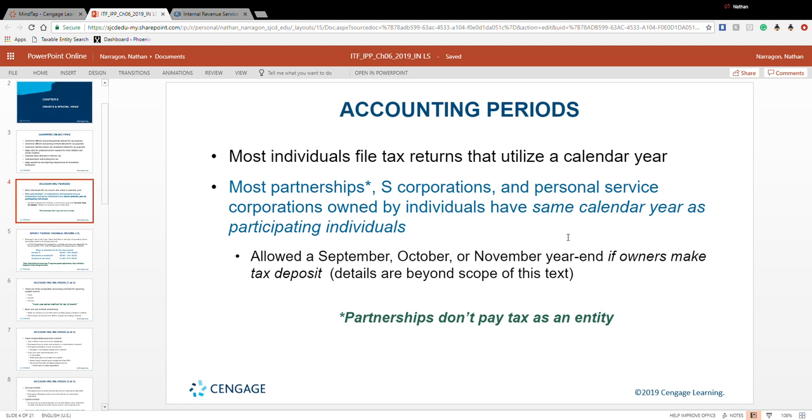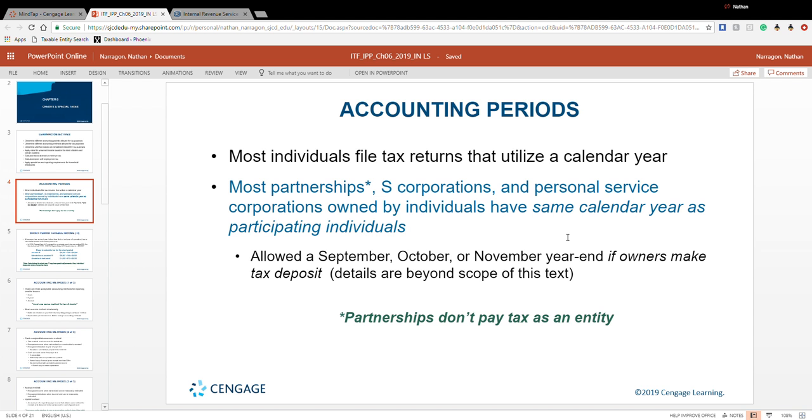Starting off, what are accounting periods? Mostly, accounting periods are the calendar year. For any individual that files taxes, it's usually a calendar year, January to December. But every now and then we may have partnerships, S-corps, or personal service corporations owned by individuals. So again, a little bit of Schedule C, the self-employment stuff. They may actually change the calendar year, which is known as a fiscal year.